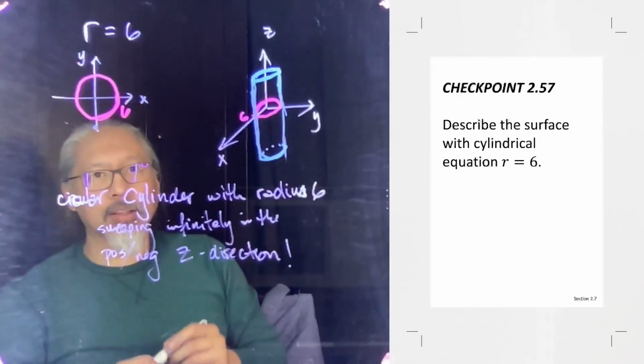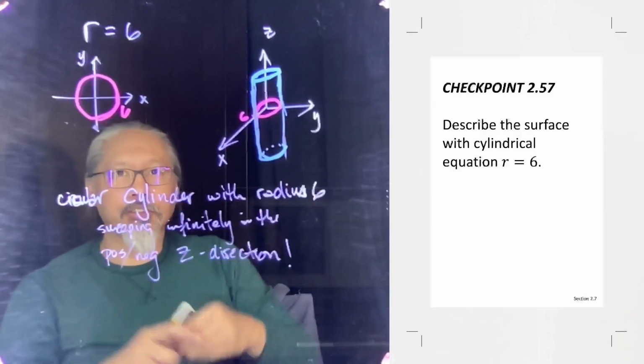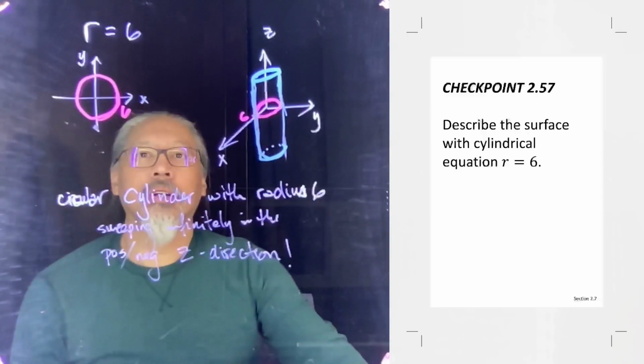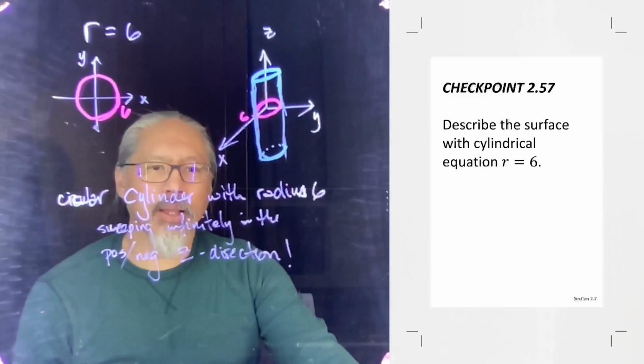Okay, so that is our surface described by the cylindrical equation r is equal to 6. Okay, I hope that helps.